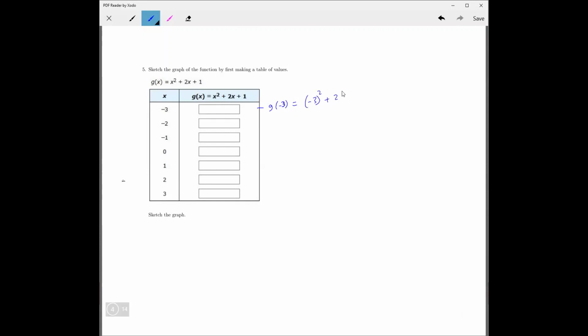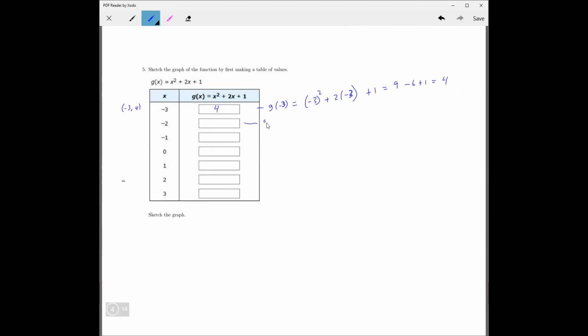This one is different from the first one in that the x appears twice right here, so you have to put a -3 in for each one. This one gives you 9. This is -6 plus 1, so that's 4. And again, that means the point (-3, 4) is going to be on the graph.